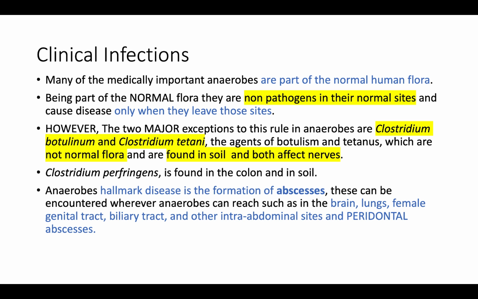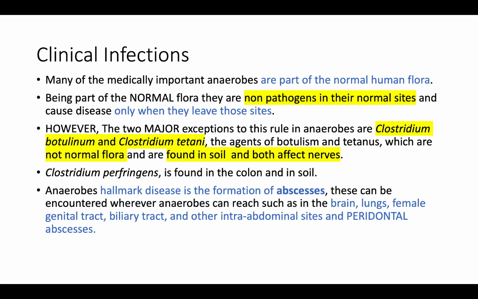Clostridium perfringens can be found as part of your normal colon and soil. For anaerobes, the hallmark disease here is the formation of an abscess. Why? Inside the abscess I am walled off, I'm destroying the tissue, I'm devitalizing the tissue, as we said. If I devitalize the tissue, I am further reducing oxygen and improving my environment for living. So that's how anaerobes usually cause disease.